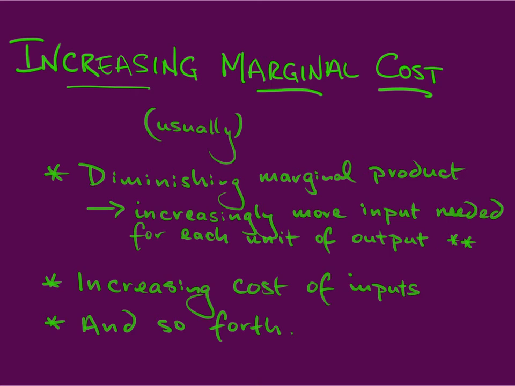Let me return to the topic of increasing marginal costs. Again, we usually expect that the marginal cost of production will increase. Each extra widget will cost more to produce than the ones before it. There are a couple of reasons why we would expect this. One is diminishing marginal product.